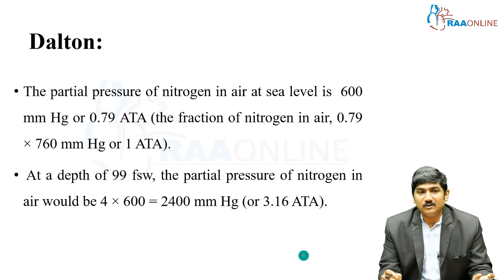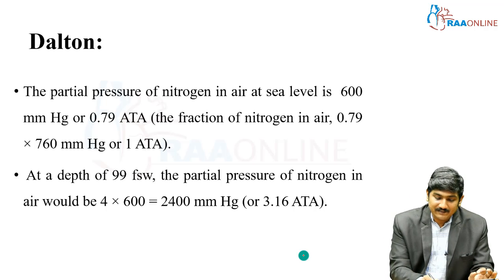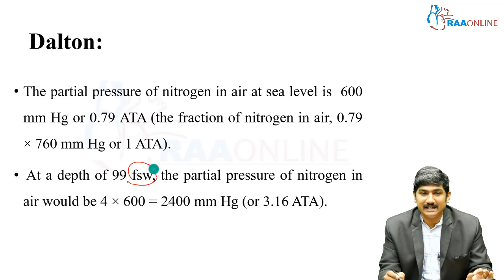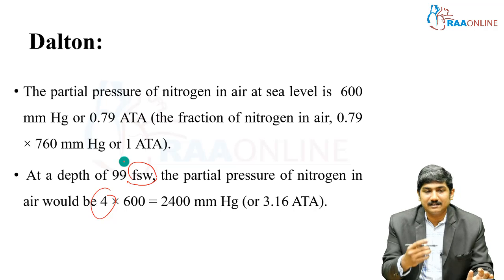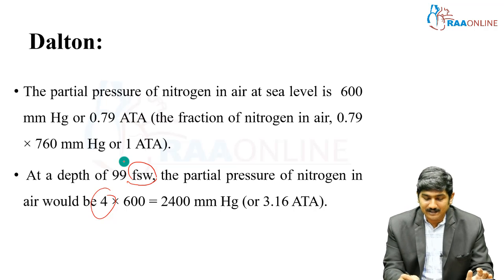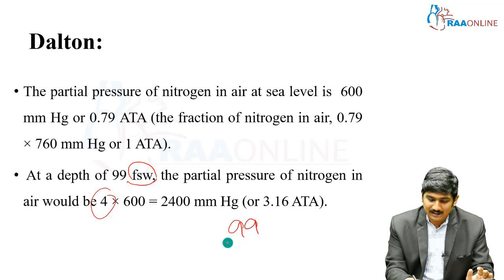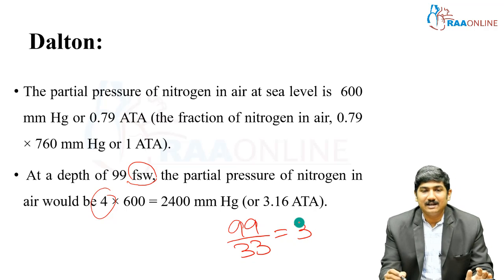So how severe and how significant is it? The partial pressure of nitrogen in air at sea level is 600 mmHg. But at the depth of 99 feet, FSW, feet of sea water, the partial pressure increases by 4 times. At the end of 99 feet, the atmosphere is going to be 4, right? You know the reason, right? 99 divided by 33 is equal to 3. This is the additional atmospheric pressure.